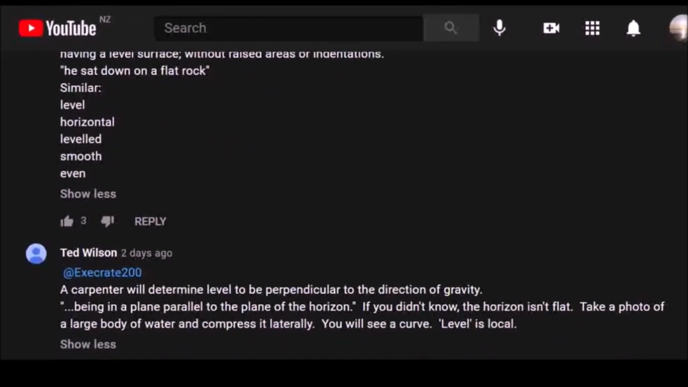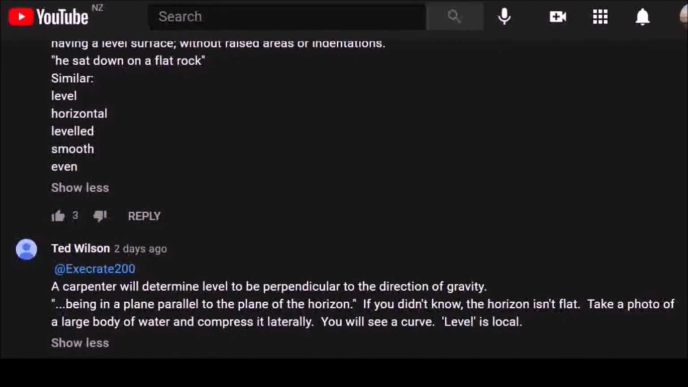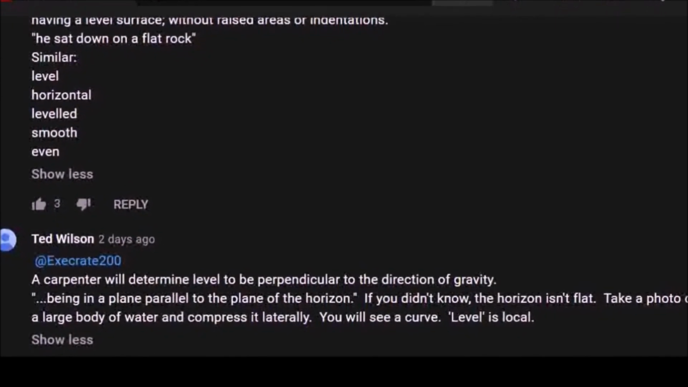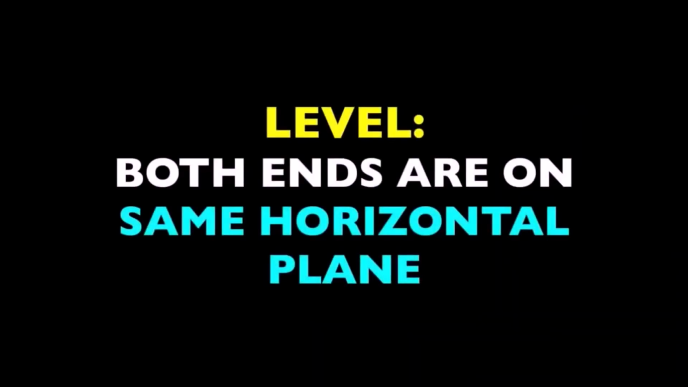A carpenter will determine level to be perpendicular to the direction of gravity. What you talking about? Level refers to our other dimension, horizontal. We say something is level when both ends are on the same horizontal plane.